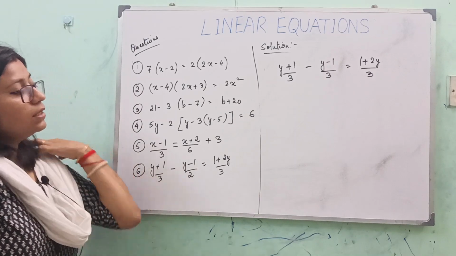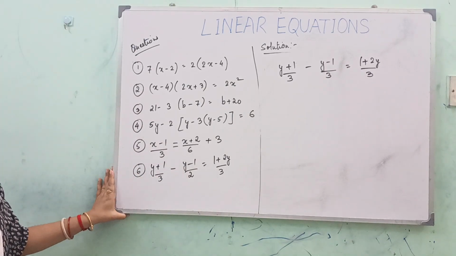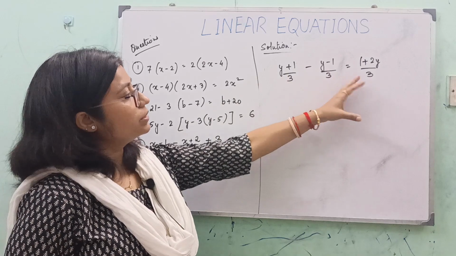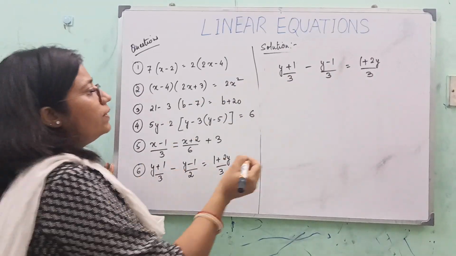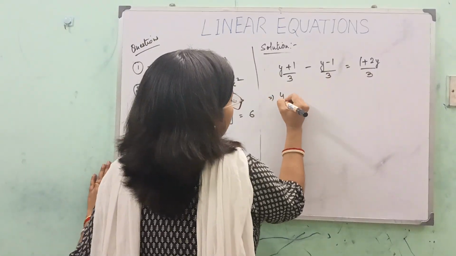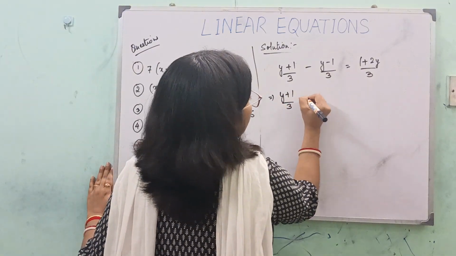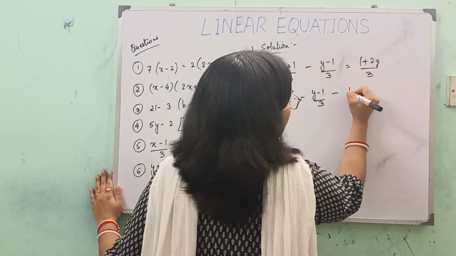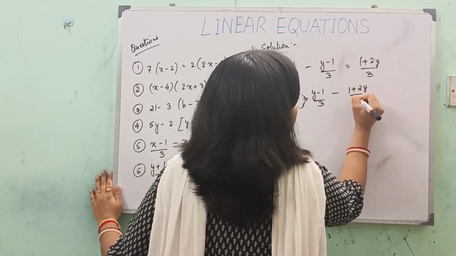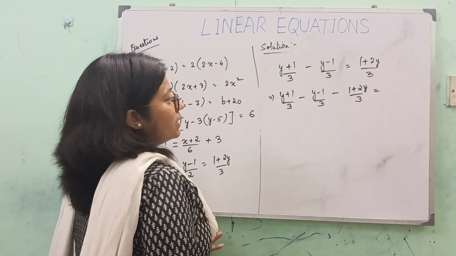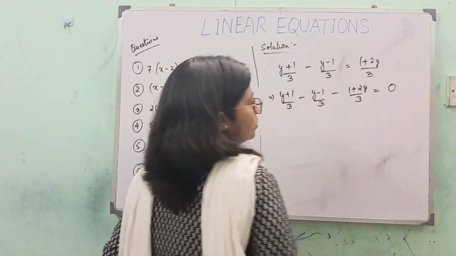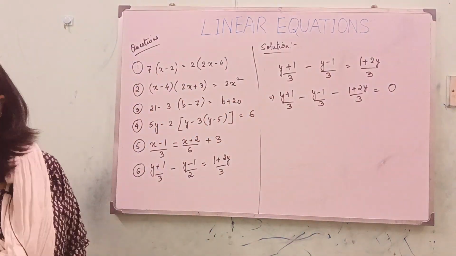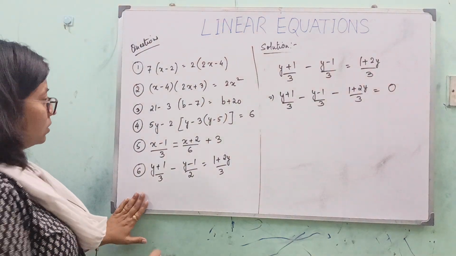So we can see here the 3 terms that are there in the equation. All the 3 terms are having the variable. So what we'll do, we'll take everything on the left hand side: (y plus 1) by 3 minus (y minus 1) by 3 minus the whole (1 plus 2y) by 3. So everything is taken to the left hand side. So what is remaining here? A 0. Alright. Now each of them is having a 3.